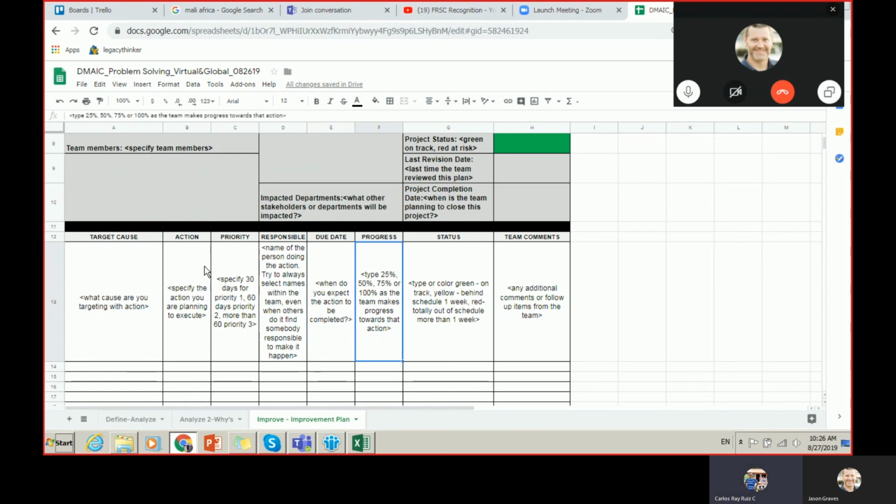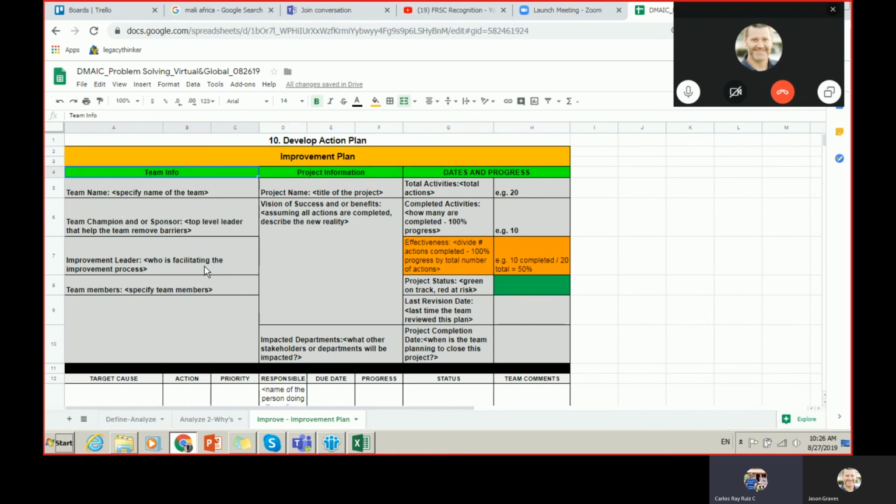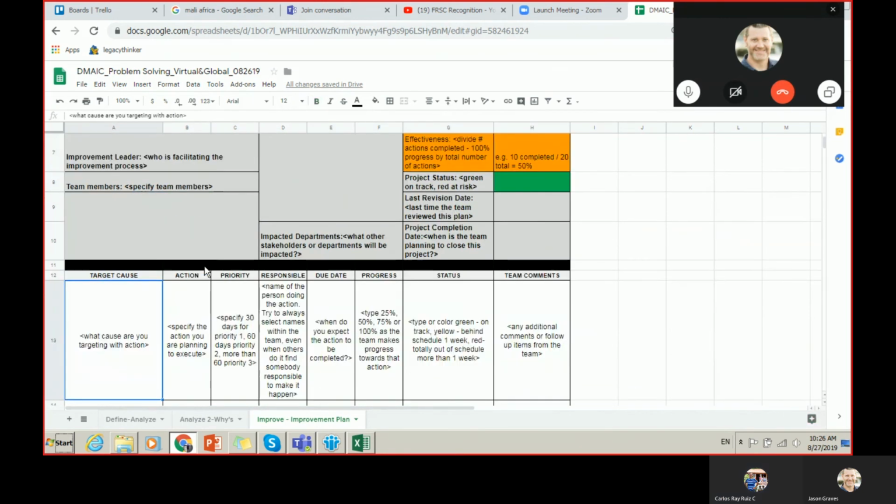Okay. How much progress are you making? Because you're going to review this on maybe a bi-weekly or monthly basis. Well, you should see that the team is making progress: 25%, 50%, 75%, 100%. What is the status? We're on track, so we're green on this. And if there's any team comments, then we're going to capture that. So in a nutshell, that's it. That's the 10 steps process.